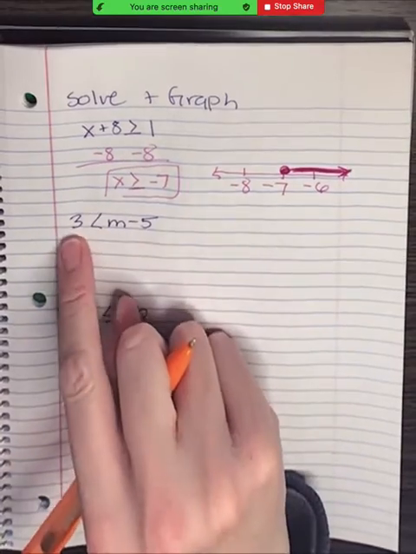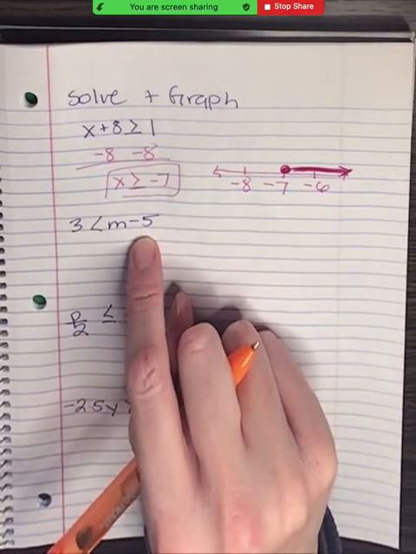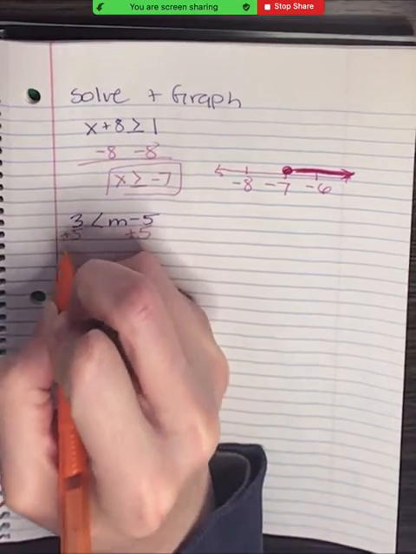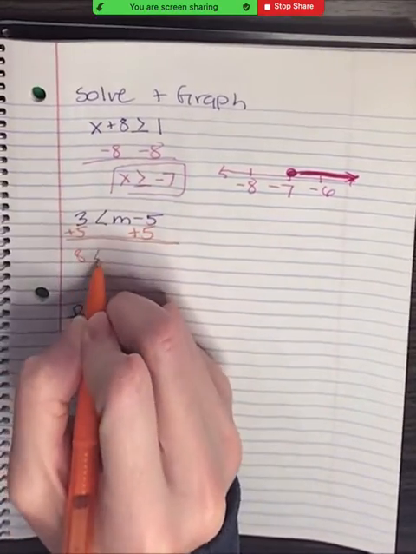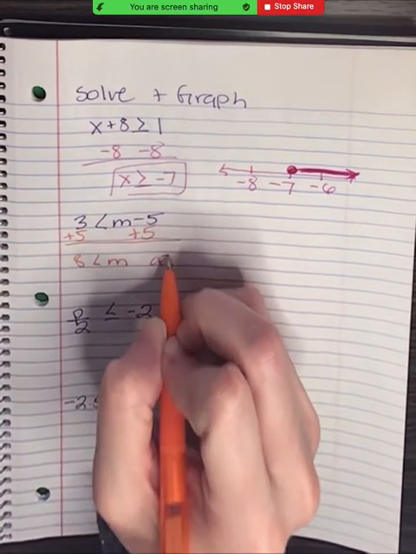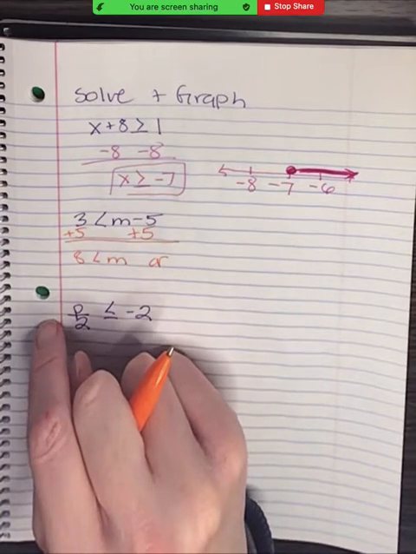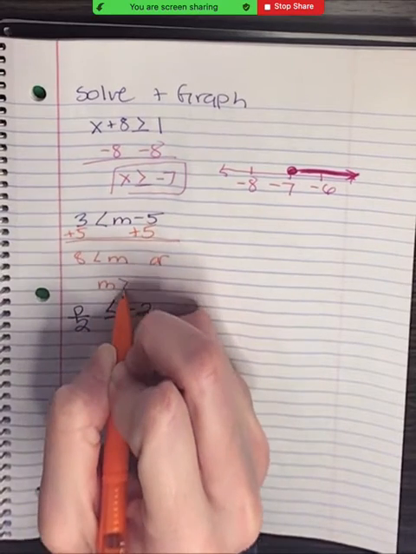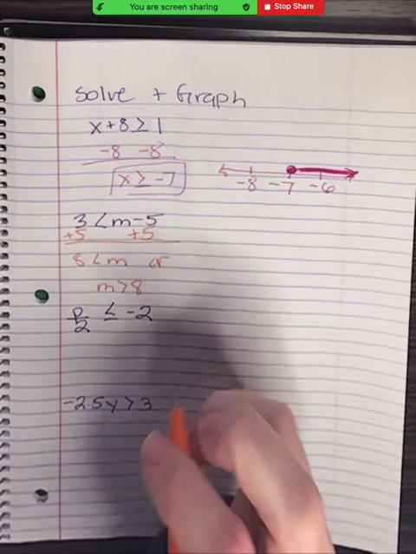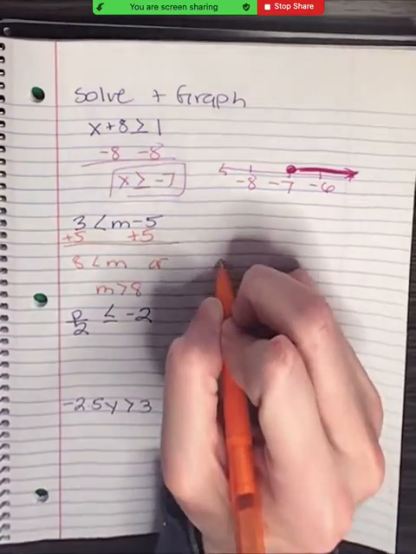Three is less than m minus 5. The opposite of minus is to add. We can add the same number to both sides. So 8 is less than m. That's fine. You could rewrite that and put m on the left. So we're going to say then m is greater than 8. Okay? It's saying the same thing both ways, so either one of those is accurate.